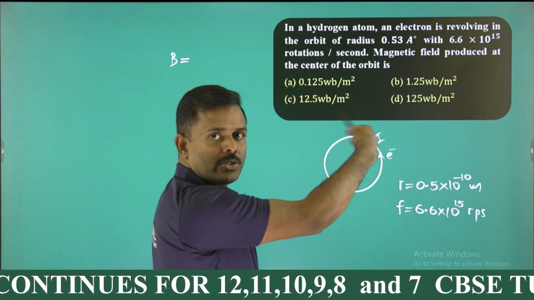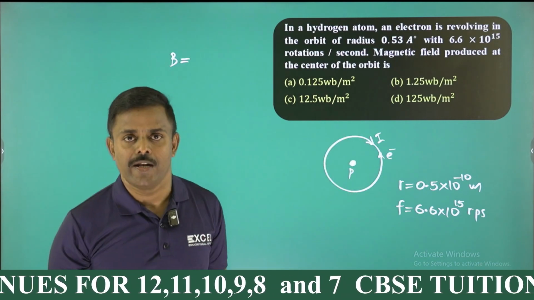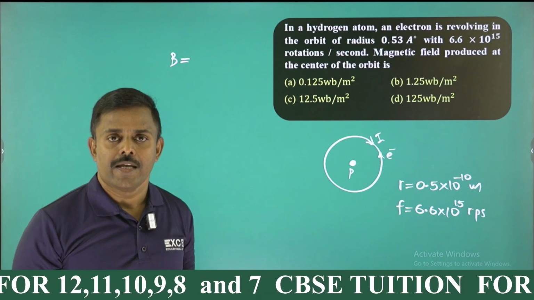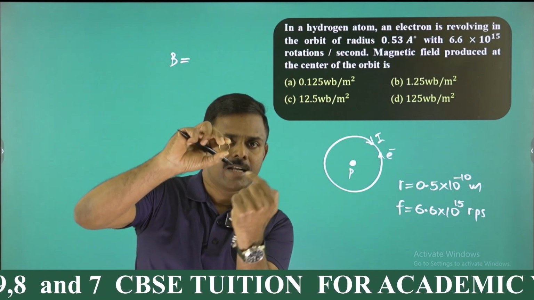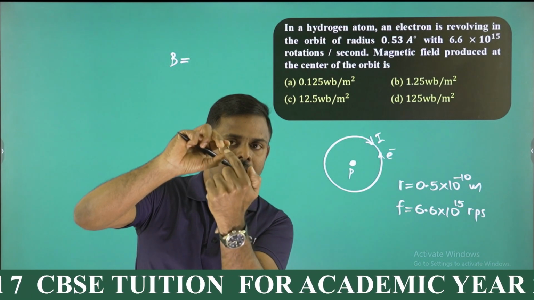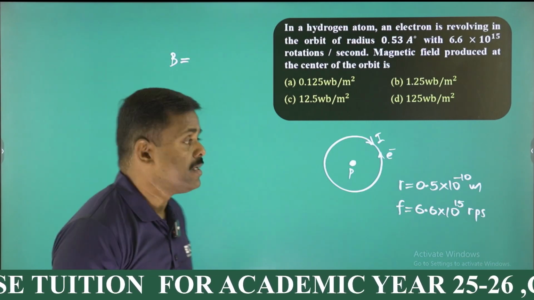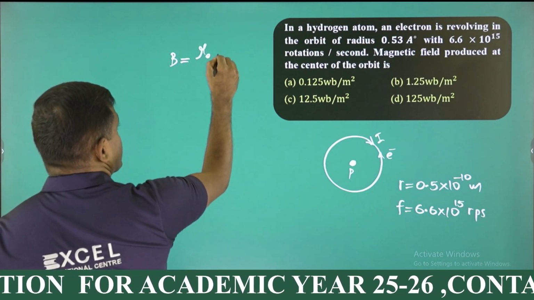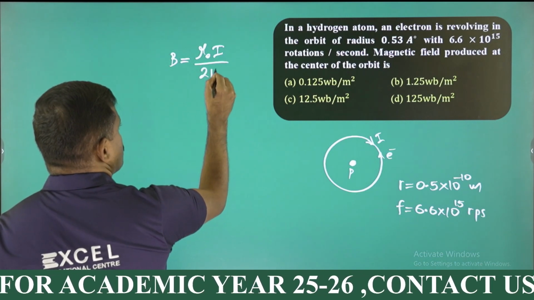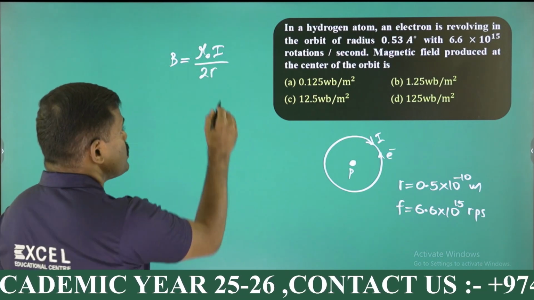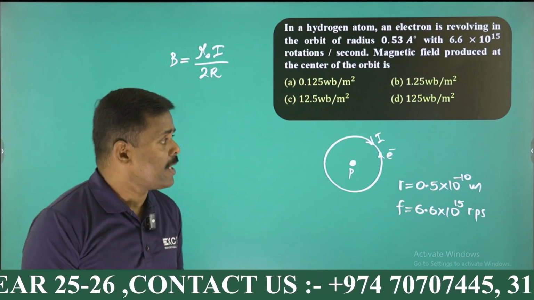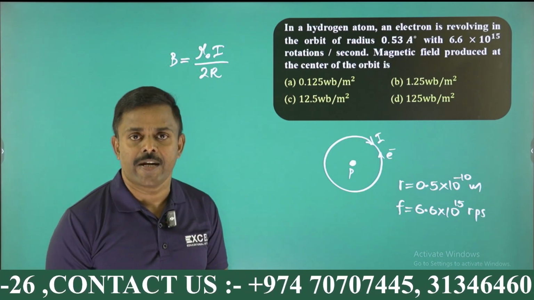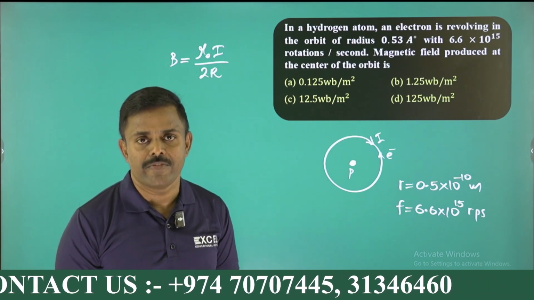So this is like a current carrying coil now. Imagine I have a coil like this. I just cut it open. I let a current pass through it. The magnetic field at the center is given by what? You have written this in class. The magnetic field at the center of a coil is given by mu 0 I divided by 2R.